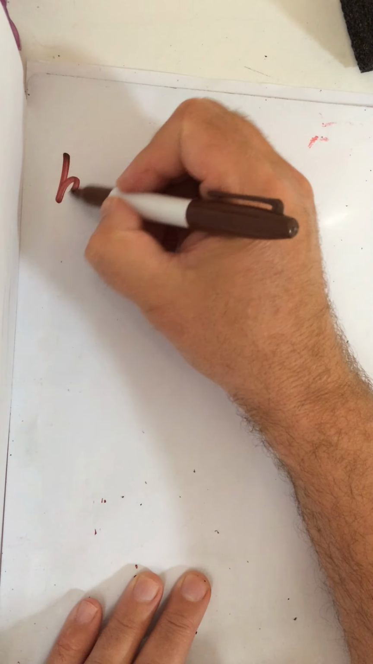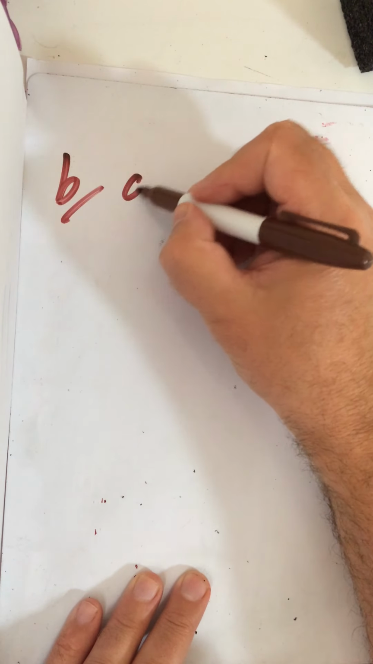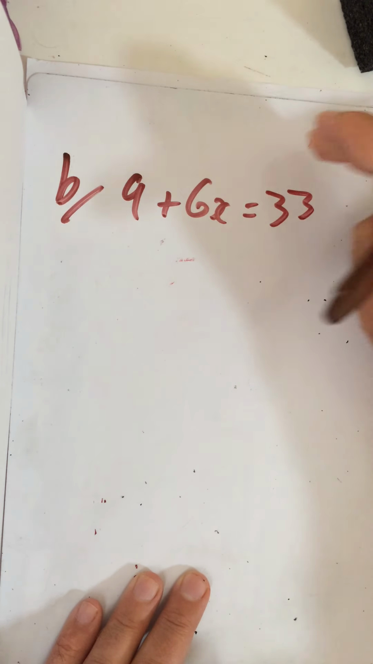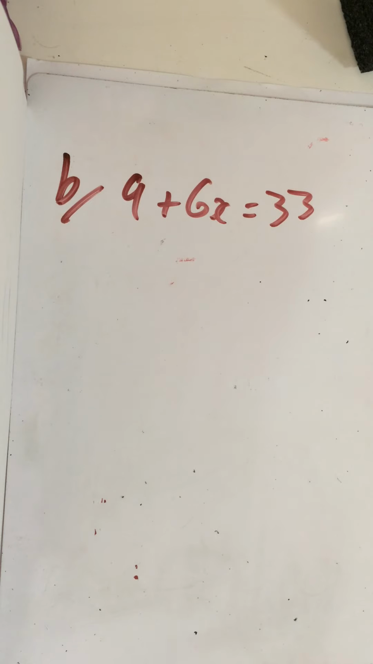Okay, call this question B. 9 plus 6x equals 33. Full workings out, please. Pause the video while you do that.